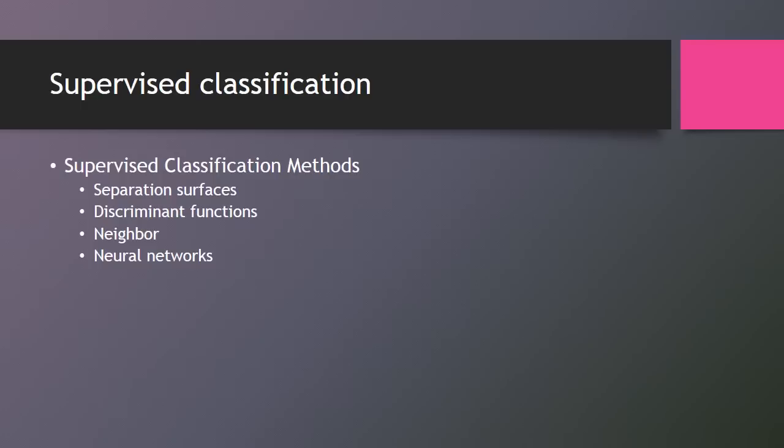And the neural networks: a network of interconnected neurons that are trained with examples for each class. Then, when a new object is introduced into the network, the output will be the class to which it belongs.